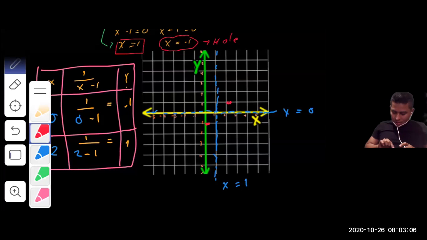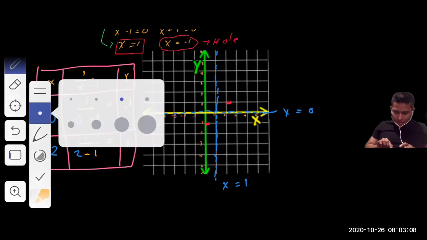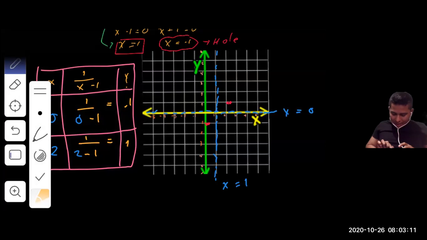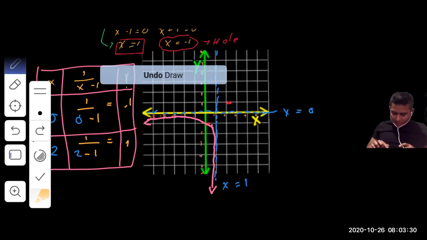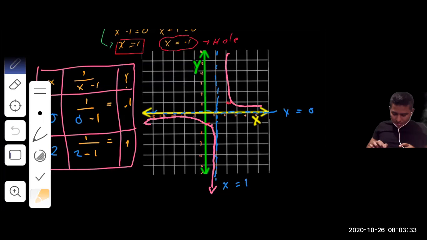Okay, let me see which color I can choose for that. I'll try to use this one. Let me see if I can make a decent graph. Oh my gosh, it was possible. Let's suppose that it never touched the horizontal and vertical asymptote. It was beautiful, but I touched it. Okay, guys, and this is our graph.